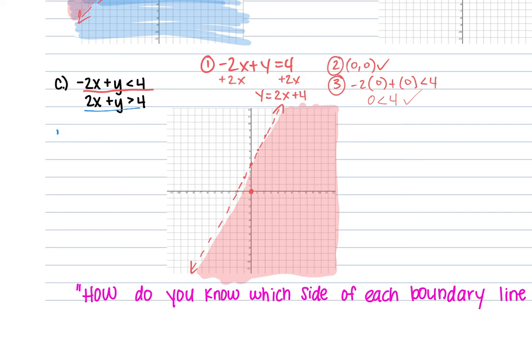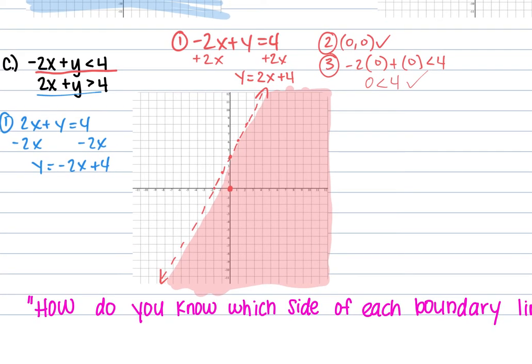So we're going to say step number 1, rewrite it with an equal sign. 2x plus y equals 4. Subtract 2x from both sides. You're going to get y equals negative 2x plus 4. And then we graph it, okay?